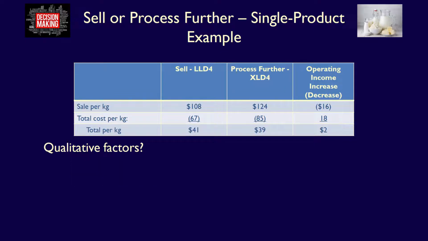Management would now have to consider qualitative factors, step 4 in our incremental analysis steps. The problem? No additional information was provided in the question, so this is really difficult to do. Can we think of any reason why this company would choose to process further into XLD4 even when it causes them to lose $2 per kilogram in operating income? I can't think of any qualitative factors that would support that kind of decision.